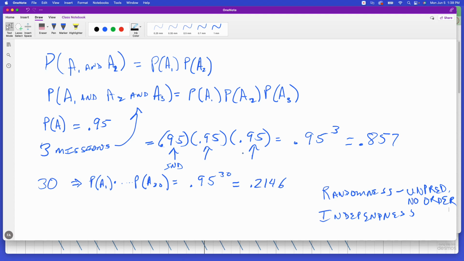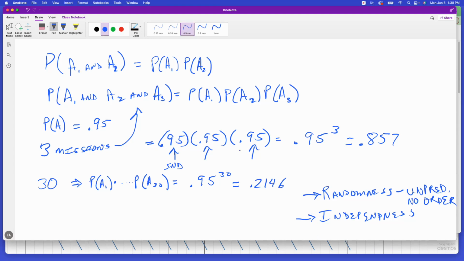And some of you may be wrapping your head around this thinking these events aren't independent. Well, they are independent and they are random, because there's no order to it. You could go on the first mission and not come back. You could go on 1,000 missions and come back. That is the idea behind it being random and it being independent.